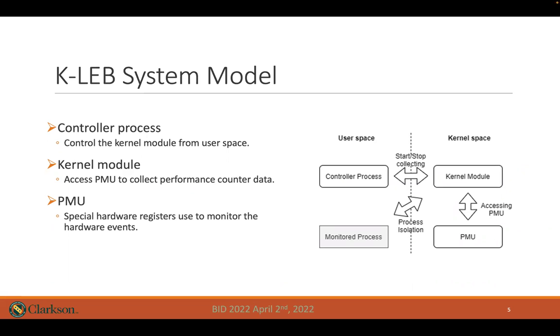PMU, or performance monitoring unit, consists of special hardware registers residing in the processor, which is used to monitor the hardware events. And lastly, monitored process is a process of interest, which is a process being monitored by the kernel module.